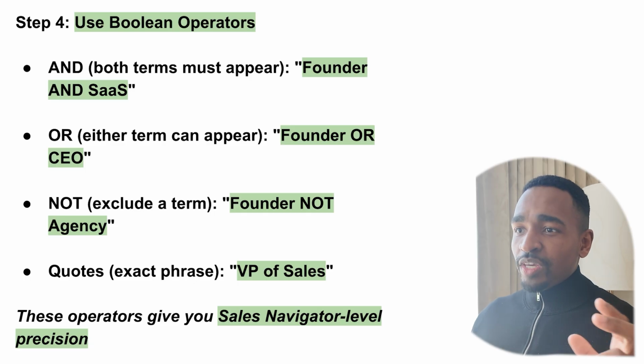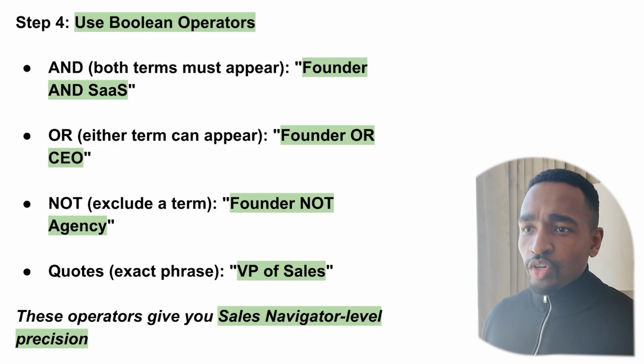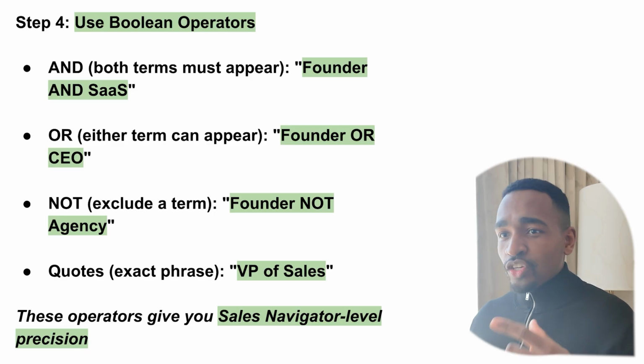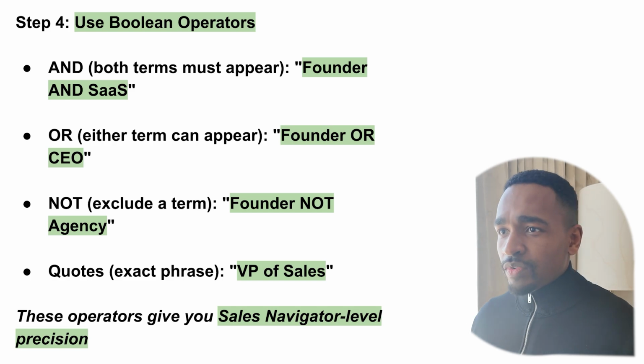So for example, it could be "VP of sales". And you can combine these to create complex searches. So for example, you could do founder OR CEO AND SaaS, NOT agency. So this would give you highly targeted results.